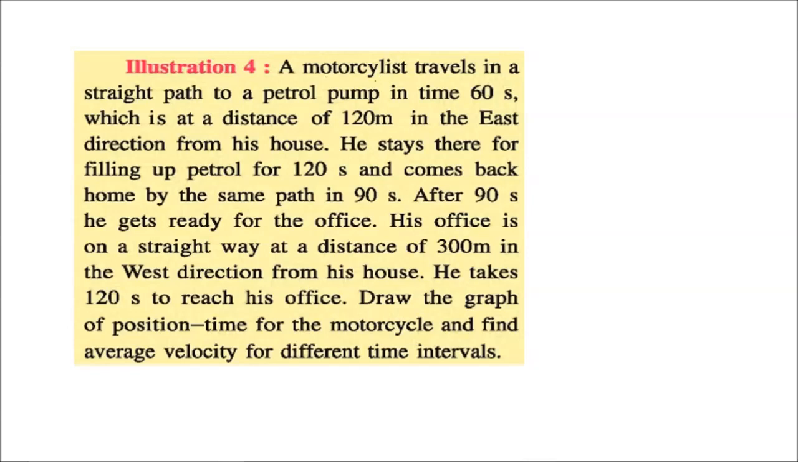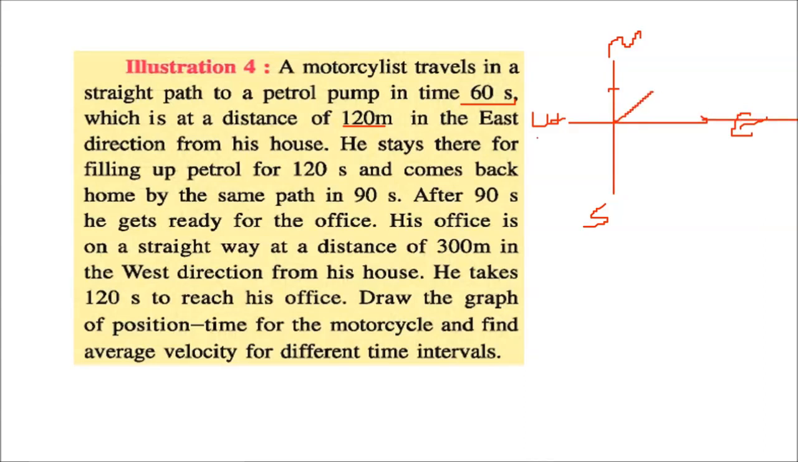So a motorcyclist travels in a straight path to a petrol pump in 60 seconds, which is at a distance of 120 meters in the east direction from his house. So see this one. This is north, south, east, west. What is happening here is the motorcycle travels a straight path to a petrol pump in 60 seconds. The distance is 120, and for 60 seconds it has traveled. So it has traveled like this.